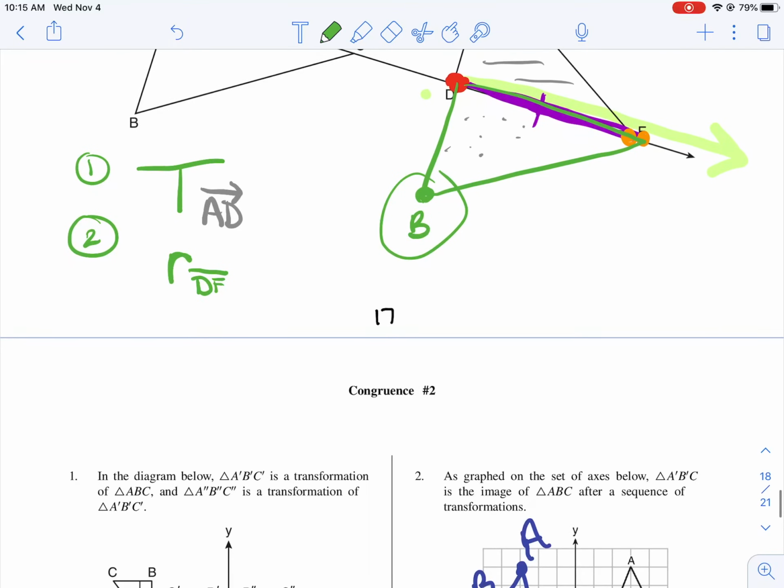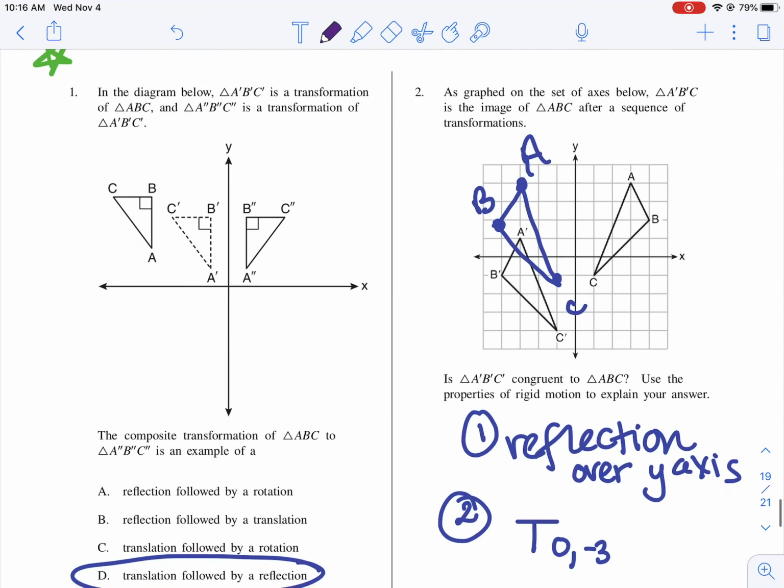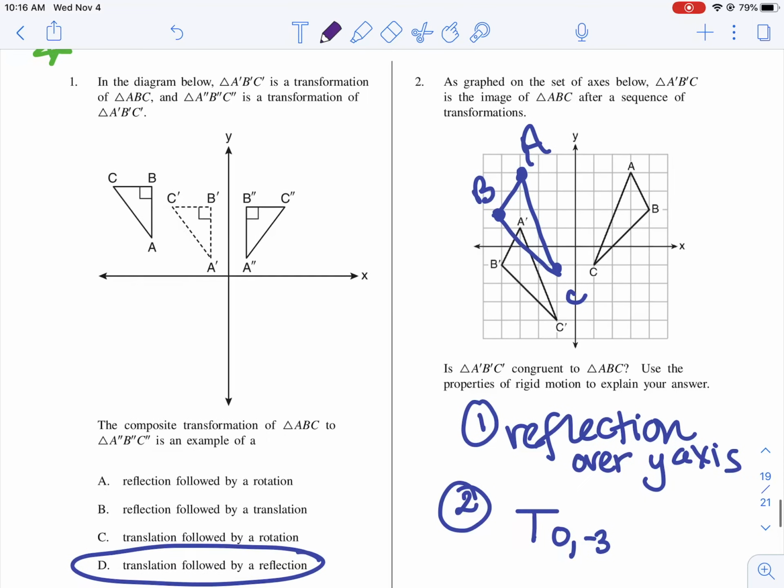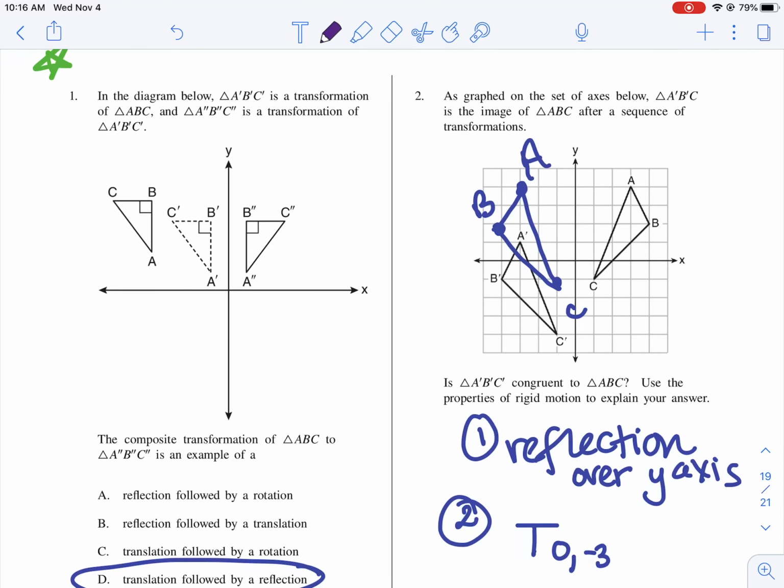I'm going to ask you to try one right now and check your work. Okay, so for number 1, I got a translation followed by a reflection. So this moved and then it flipped. So that's pretty easy.